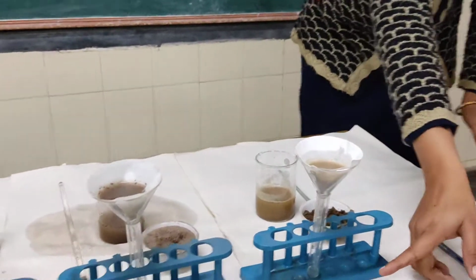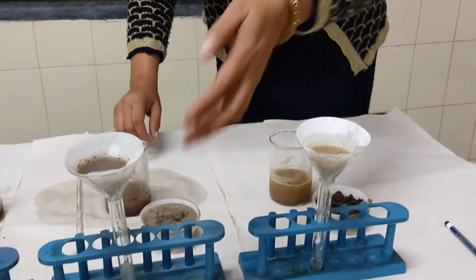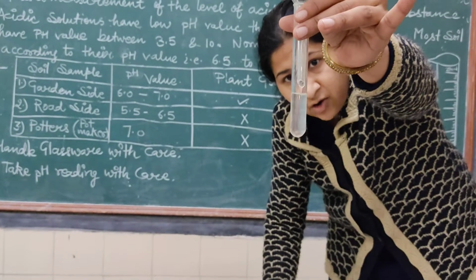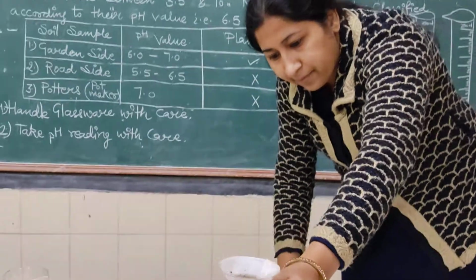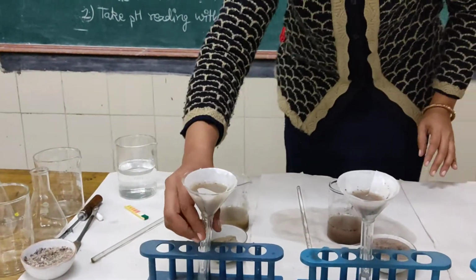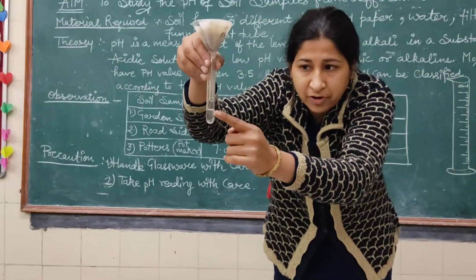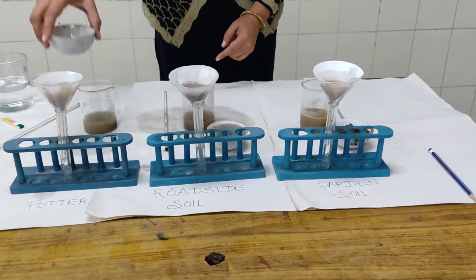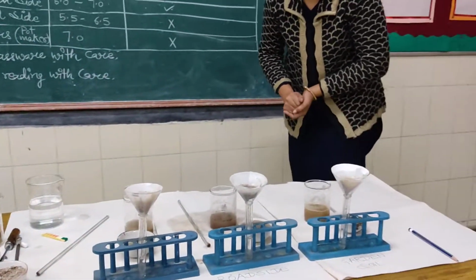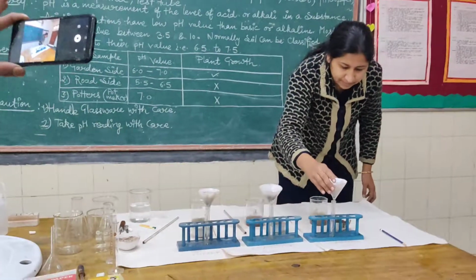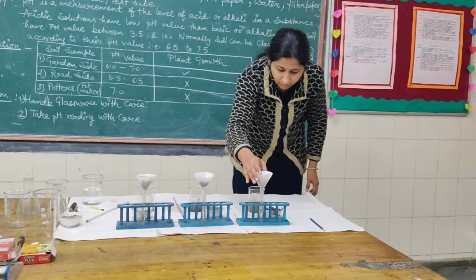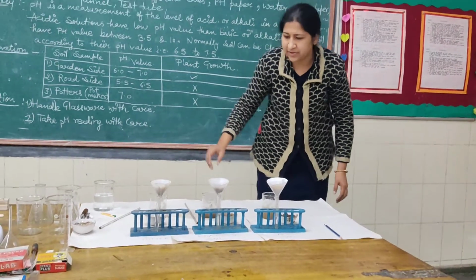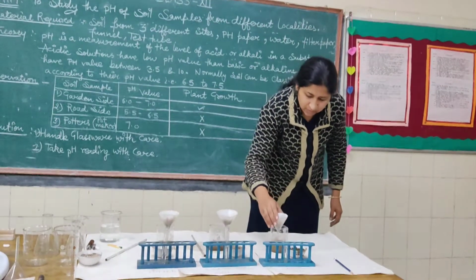Look, very little water got filtered. And in this roadside soil, you have seen a large amount of water. See, look. And in this potter side soil, there is less water, because it has to retain water, since we will make pots from this soil. So filtration is going on. Now we can easily take readings from this.